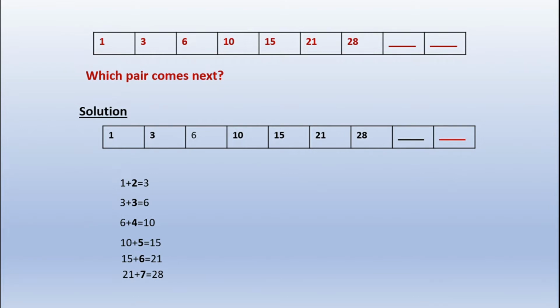The increase value is increased one by one, such that 28 plus 8 equal to 36 and 36 plus 9 equal to 45. So the pair of numbers are 36 and 45.